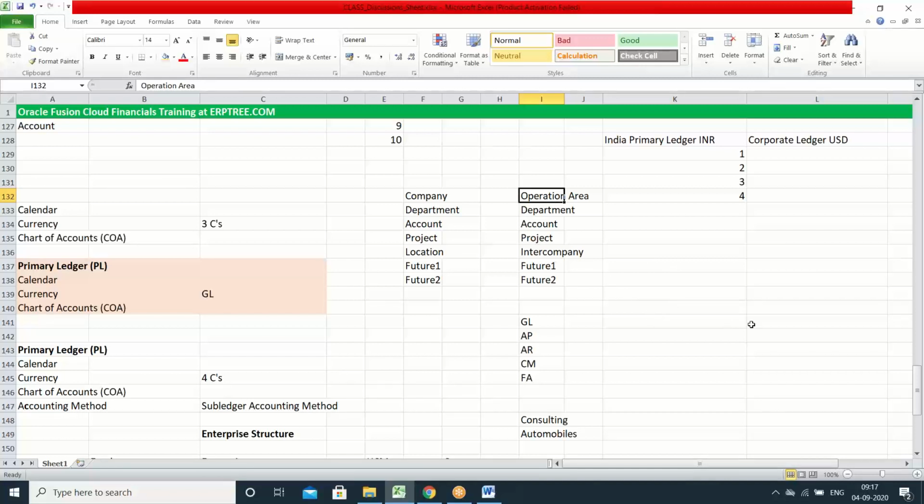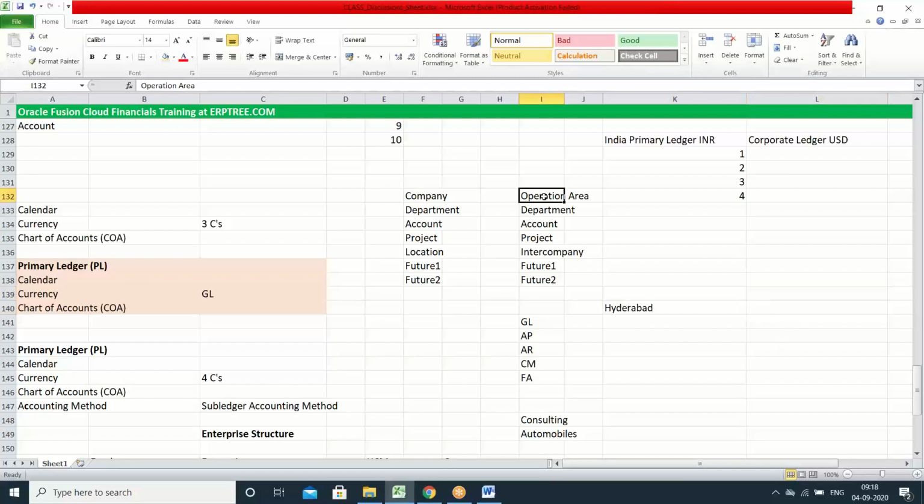Now I'll take a simple example. A client is running the business in India, only in one location in Hyderabad. Only one registration they have. Now how many business units do you have to create? Only one business unit. How many legal entities? Only one legal entity. They are running the business in only one location.